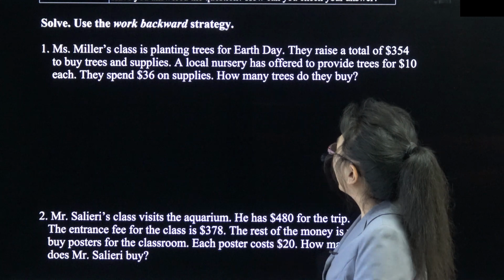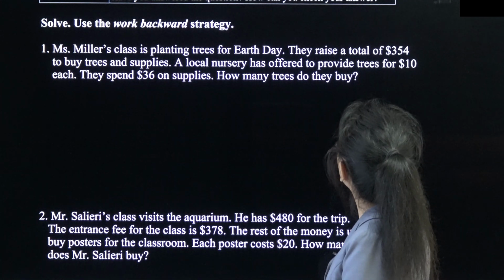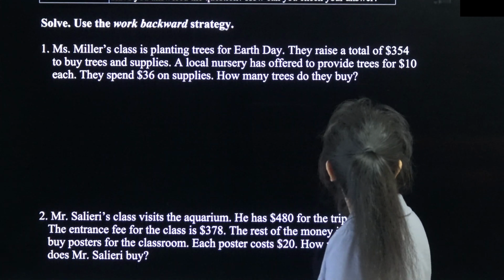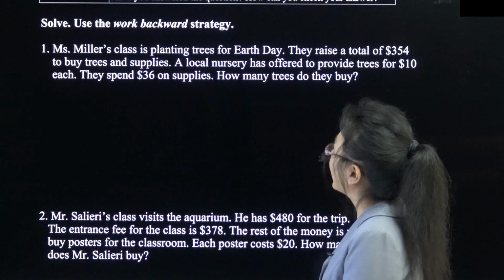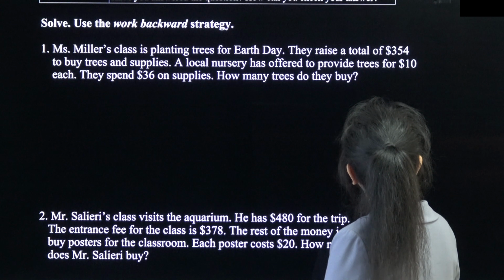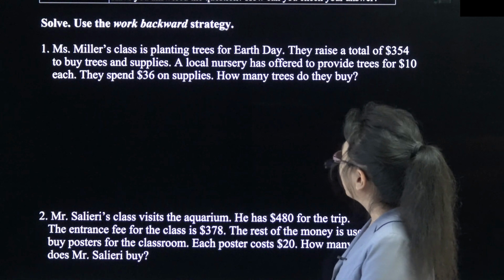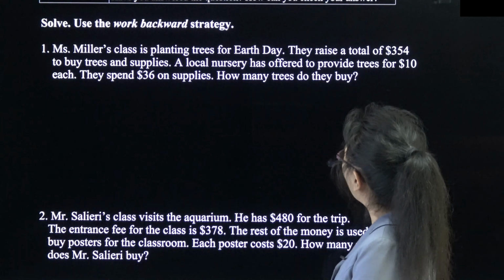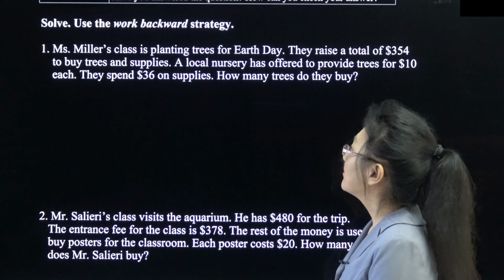Miss Miller's class is planting trees for Earth Day. They raise a total of $354 to buy trees and supplies. A local nursery has offered to provide trees for $10 each. They spend $36 on supplies. How many trees do they buy?